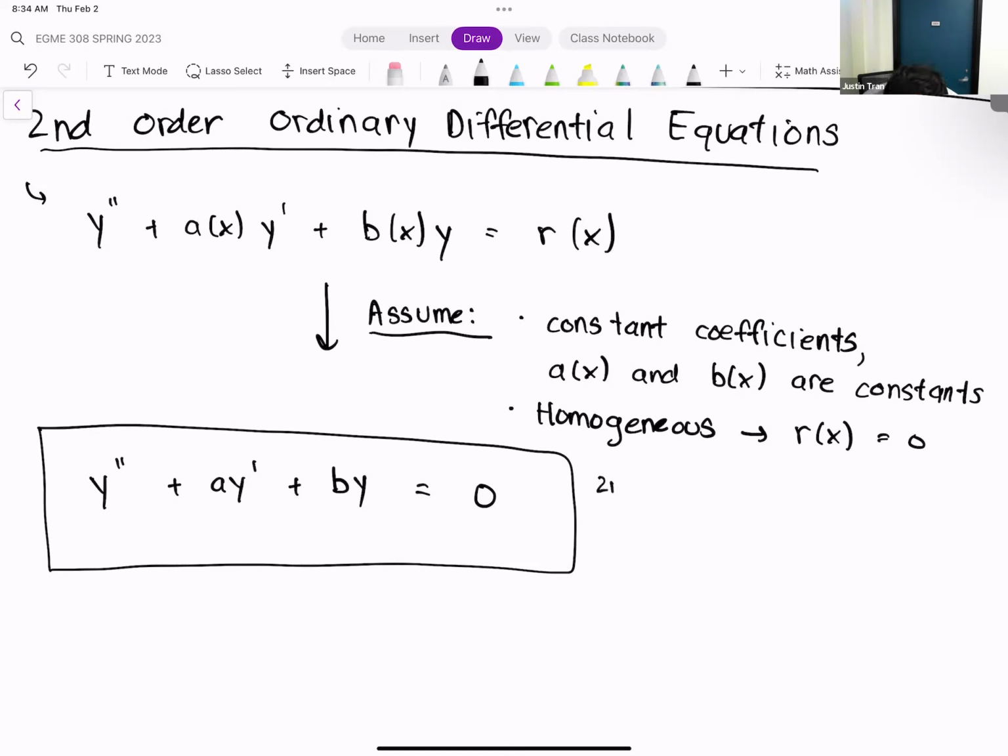So this is the second order linear ODE with constant coefficients.